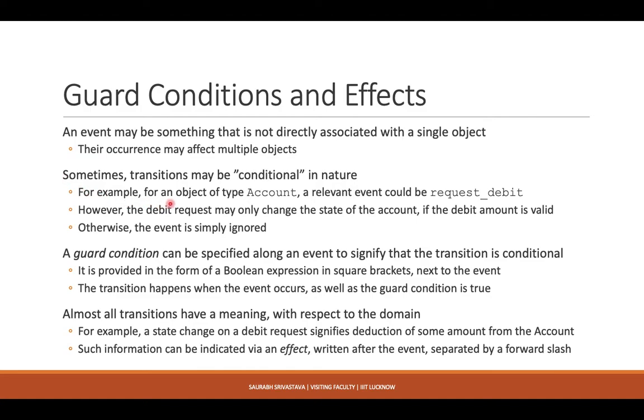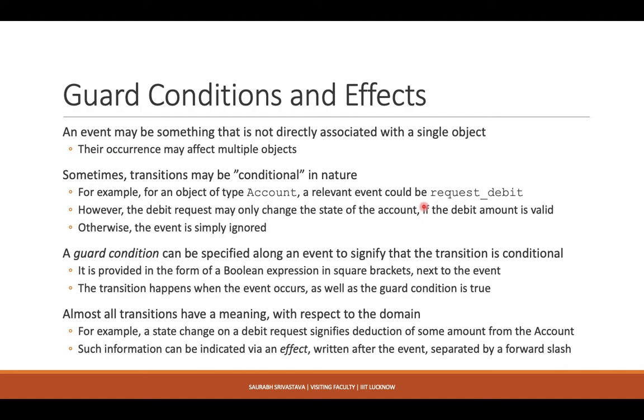So for example, let us say there is an object of type account in the system, and there is an event called request debit. So there is a debit request that has come for this particular account. In this case, the event is more specific to this particular object, but it could be across the system as well. Anyhow, let us say there is an object of type account, and for this object an event has occurred. So there is a request for some debit which has come from the user.